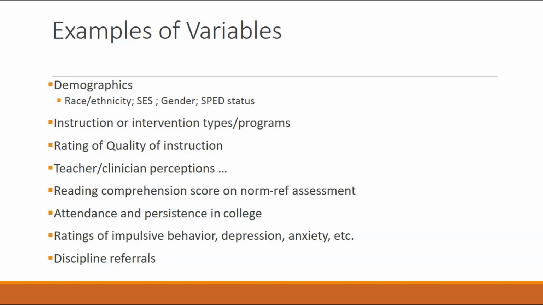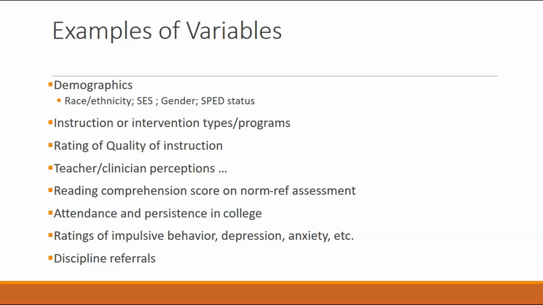You may be interested in certain types of instruction, intervention, counseling strategies, or therapies as a variable. Maybe you're interested in how somebody rates the quality of instruction. Maybe you're interested in perceptions, either from a teacher or a clinician, given whatever your topic is. So somebody's perceptions can be a variable. Scores on norm referenced assessments can be a variable.